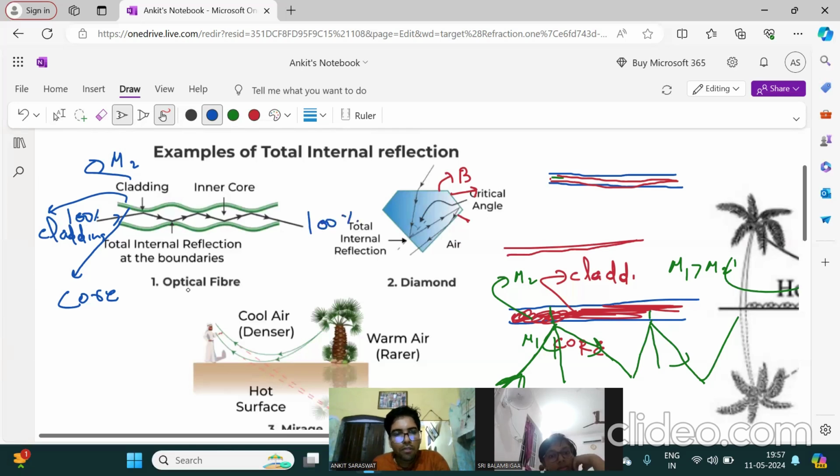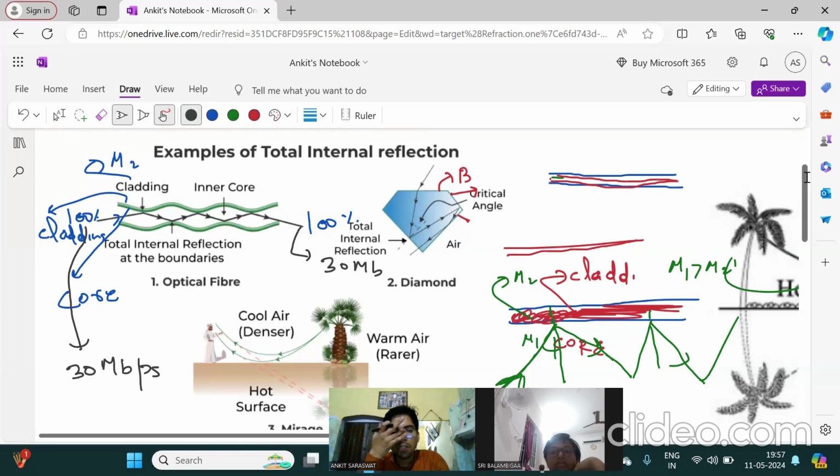It means what? If, for example, from the geo station they are providing a speed of 30 Mbps from your modem, what is that, Mbps? Megabits per second. Then you will receive in your laptop or mobile how much? 30 Mbps. The reason is this TIR. If 100% of the signal enters, then 100% you will receive. That is why, because of this optical fiber, you receive very fast internet. The reason for fast internet is only TIR.